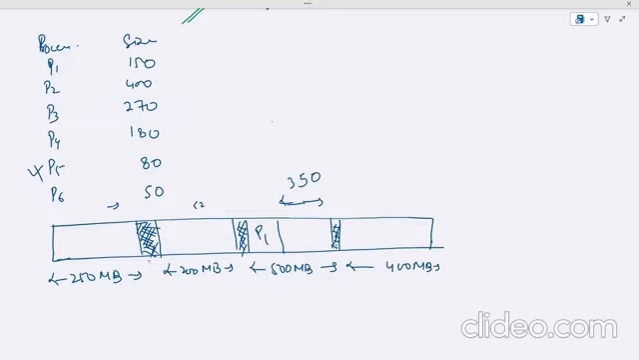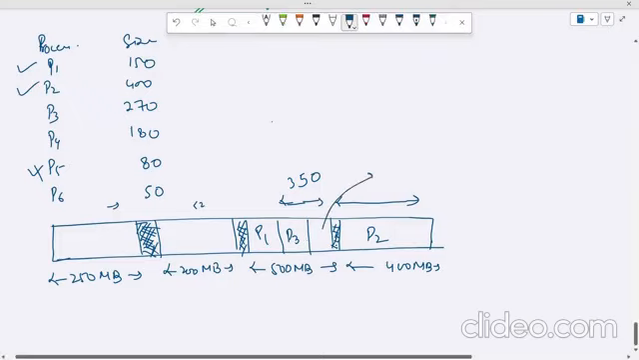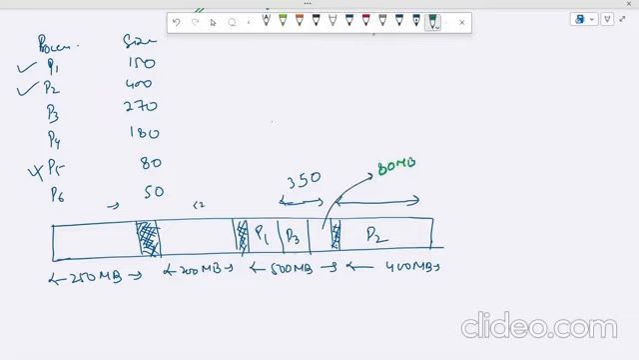P2 needs 400, a very high space. We cannot put it in the first block, second block, or third block. There is only one block left, so definitely we have to put P2 over here. So now the fourth block is fully filled. No space left. Now P1 is completed, P2 is completed. P3 needs 270, so we take the highest space block, which is the third block with 350. So we put P3 over here, and the space left here is 80 MB.